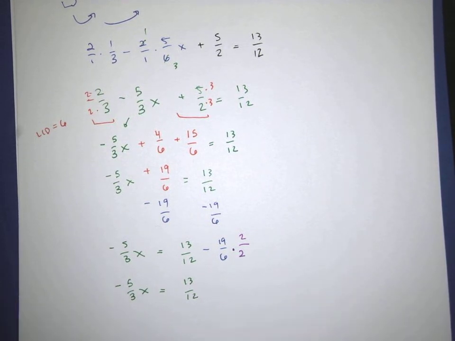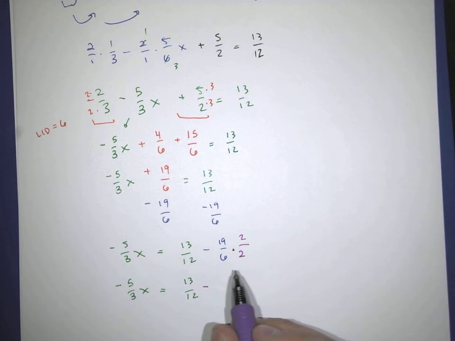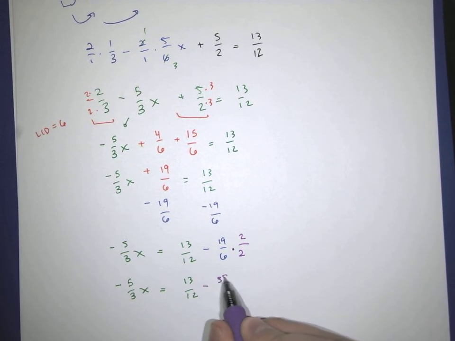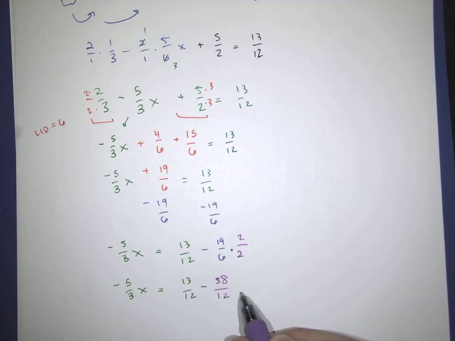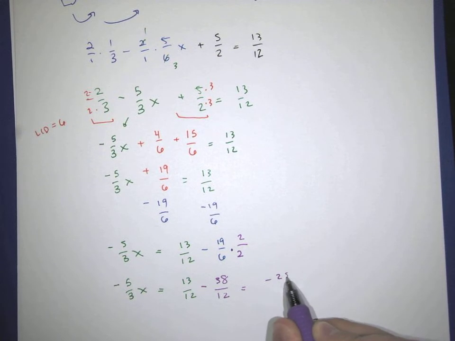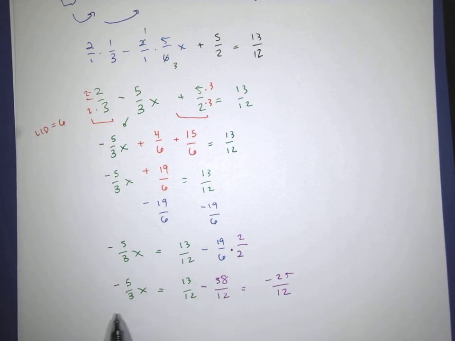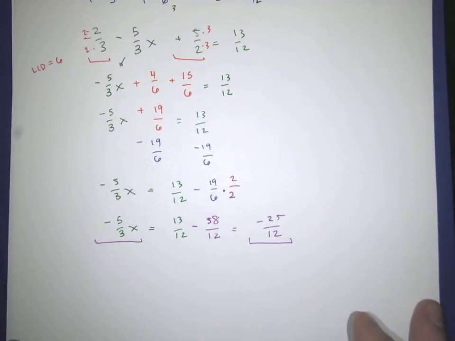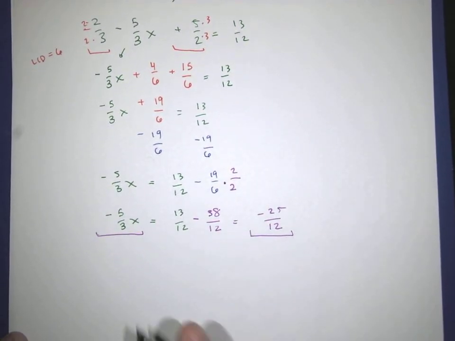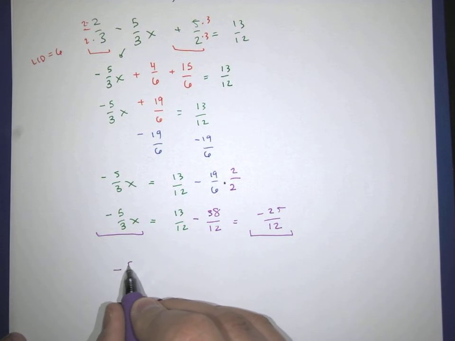Oh, maybe I should have just written this over on the side. That's okay. 19 times 2, 38/12. 13 minus 38. Oh, these numbers, they're so amazing. 13 minus 38 would be negative 25/12. So we've got negative 5/3 x equals negative 25/12. Let me rewrite this.